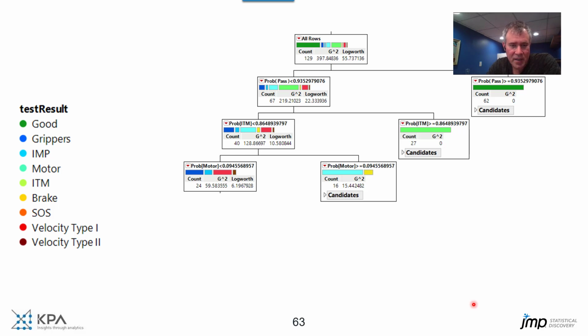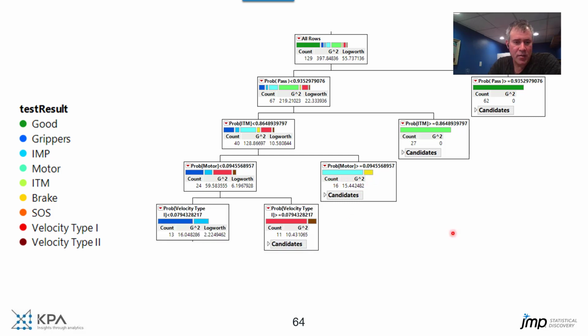Split again. We find that whenever motor is less than 0.0945, we're either predicting motor or brake. We take another split. We find that whenever velocity type 1, its probability is bigger than 0.08, we're likely in a velocity type 1 situation or in a velocity type 2 situation. And whenever velocity type 1 is less than 0.079, we're likely in a gripper failure mode or an IMP failure mode. So what do we have here?